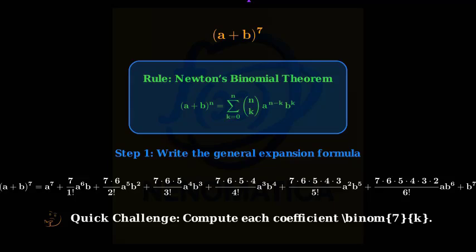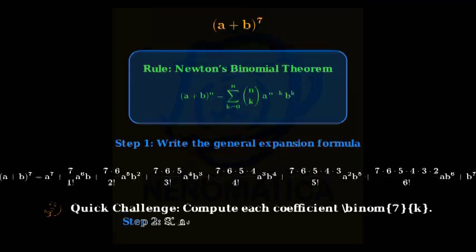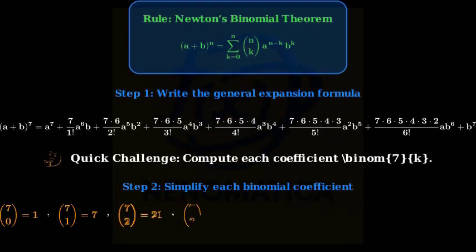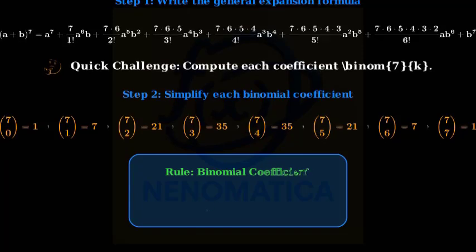Step 2. Simplify each binomial coefficient. We first title the step. Then we list all 8 coefficients for k equals 0 through 7, highlighting these new values in orange to emphasize the change from the previous step.